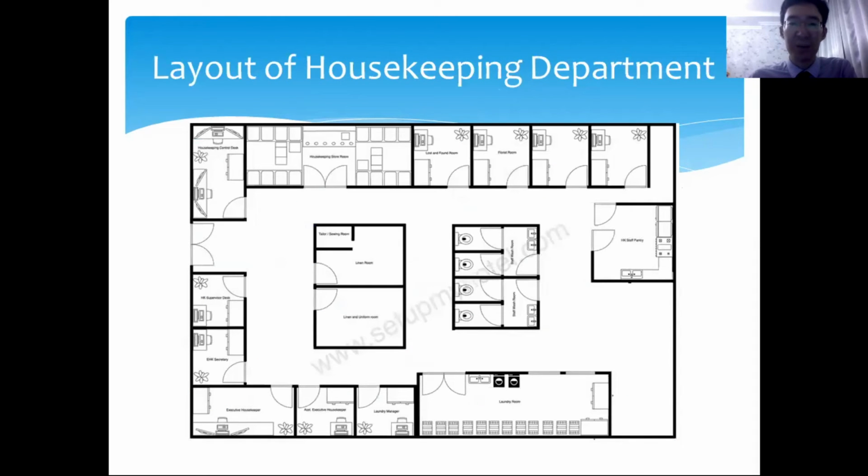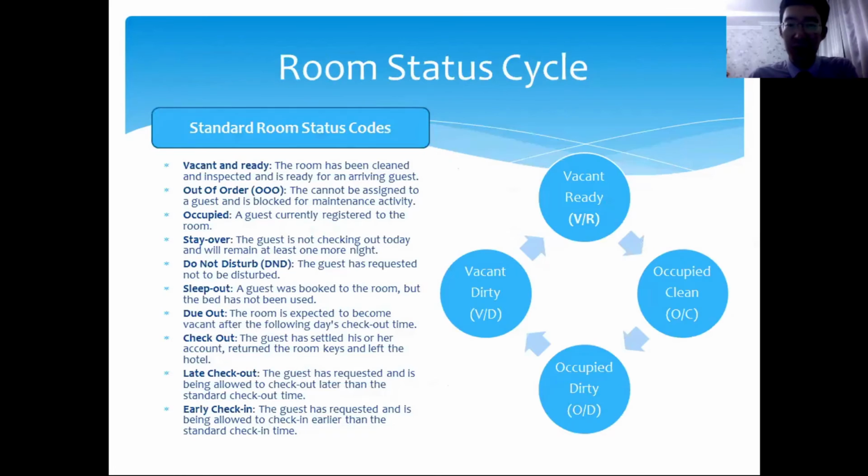Here we have the layout of the housekeeping department, how it can look. Here we have, for example, the part where the management sits. We have the carrier desk. We have places to store. We have the laundry. We have the technical area, and we have the lost and found room, etc. So basically, usually the housekeeping department looks like that.